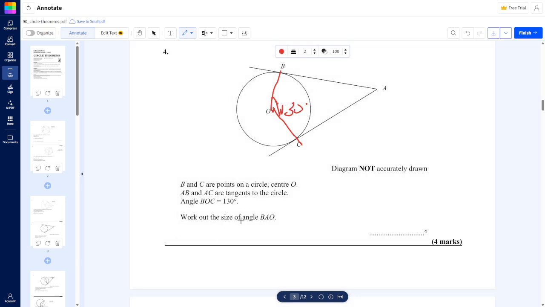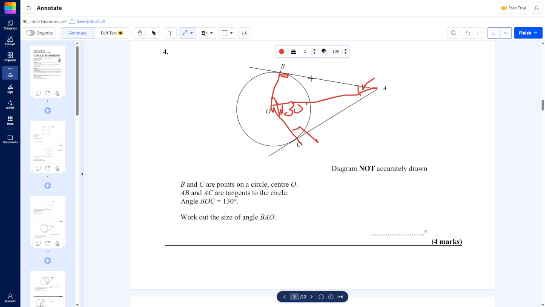Okay, we have to work out the size of BAO, the size of that angle. So if we draw a line from O to A, it's this angle we're trying to work out over here. First thing we can see is that these are radiuses to a tangent, so 90 degrees.